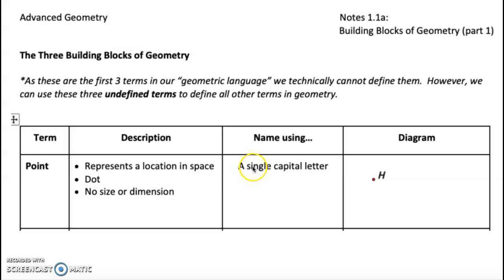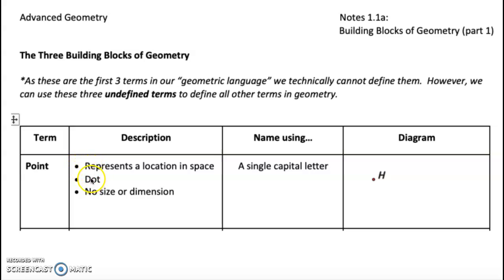Because these are the first words in geometric language, we can't define them. We don't have other words to use to define them. So we'll just kind of describe them and understand what they are. So first is a point. A point represents a location in space. You look around you right now in your room, there's an infinite number of points. It's floating around everywhere. So many different locations.